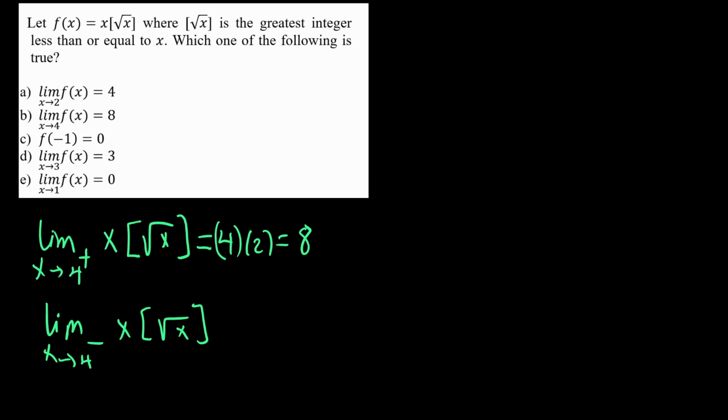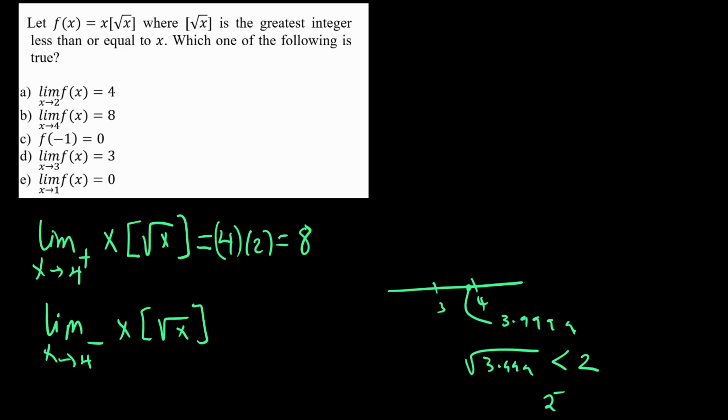Now if x goes to 4 from the left, this means now this is 4, this is a 3, and we go into 4 from the left, so we're talking about numbers such as 3.9999. If we take the square root of 3.9999, this is certainly going to be less than 2, because the square root of 4 is exactly 2, and let me write it as just 2 negative. Alright, so what is the greatest integer of that? We're talking about numbers such as this number that is very close to 2, but from this side.